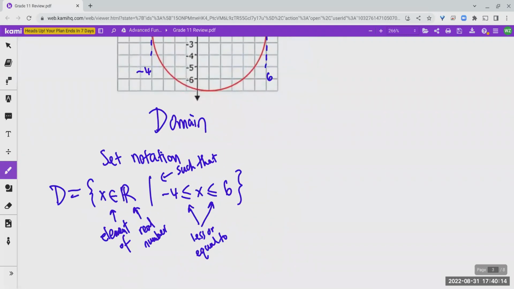Now you probably don't like that. A lot of people prefer interval notation because a lot of times it's shorter, but actually, a lot of people also prefer set notation, apples and oranges, I guess.